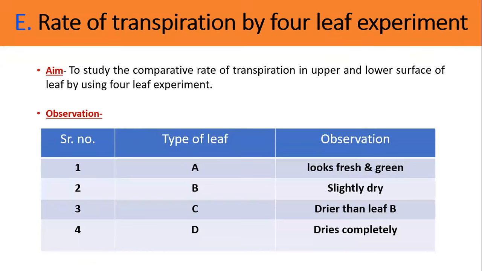Observation on leaf A: here there will be Vaseline applied on both the surfaces, so it looks fresh and not dry. On leaf B, Vaseline is applied on the lower surface, so it is slightly dry. On leaf C, Vaseline is applied on the upper surface. It is more dry than B. And on D, Vaseline is not applied at all. It means D dries completely. So this is what you have to understand.